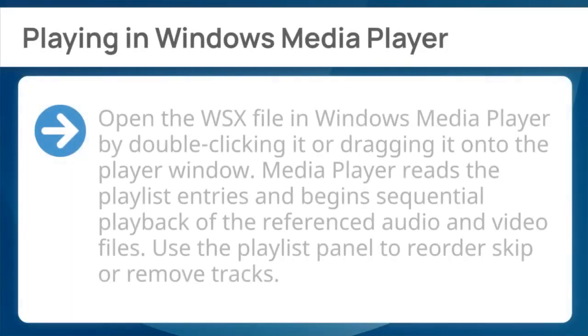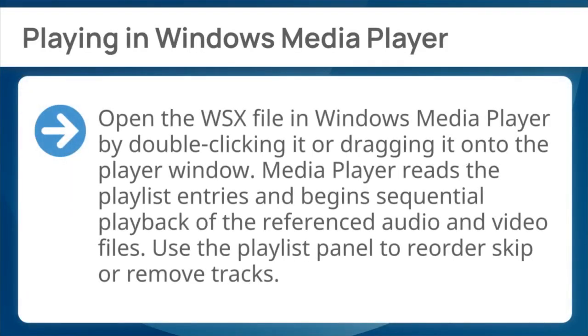First, playing in Windows Media Player. Open the WSX file in Windows Media Player by double-clicking it or dragging it onto the player window. Media Player reads the playlist entries and begins sequential playback of the referenced audio and video files. Use the playlist panel to reorder, skip, or remove tracks.